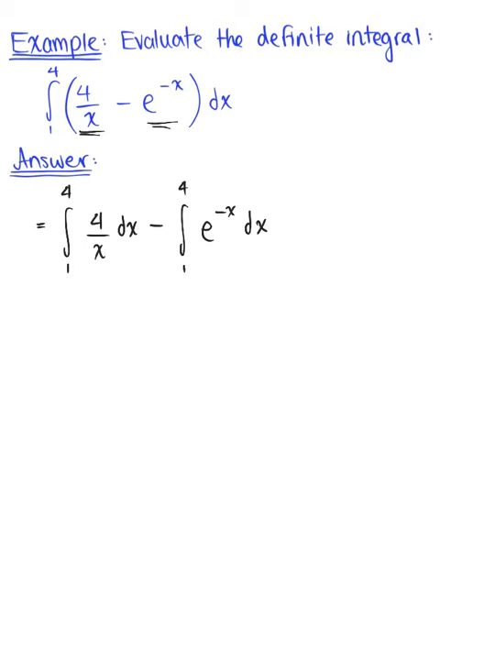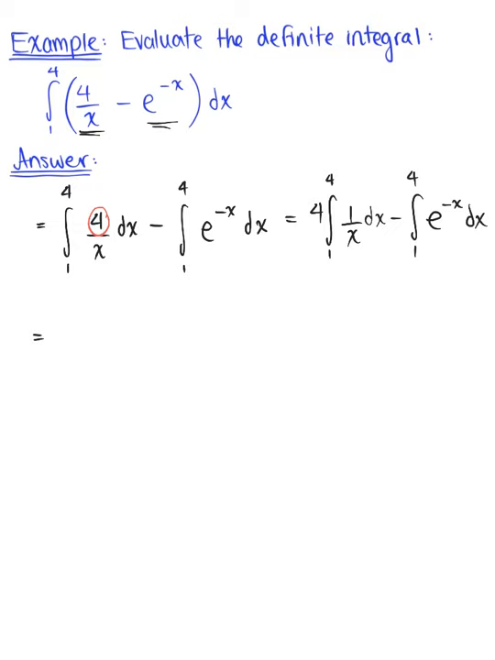We could even rewrite this one step further, and we can factor this common 4 out in the numerator of our first definite integral. Think of this as 4 times the integral from 1 to 4 of 1 over x dx minus the definite integral from 1 to 4 of the natural exponential raised to the minus x dx. Now both of these definite integrals are in their most general form of antiderivatives.